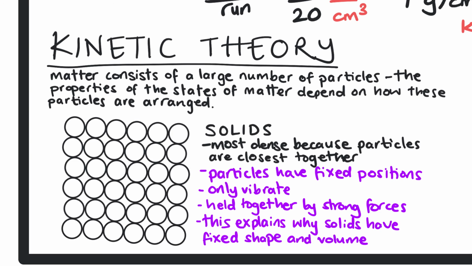Not only are these particles very close together, but they have fixed positions. They're not able to move past each other. They stay where they're at. The only thing they're able to do is vibrate. So quite often in these diagrams, you'll see little wiggle lines beside them just to show that there is a little bit of vibration there. They're kept in these fixed positions by strong forces, and this explains why solids have a fixed shape and a fixed volume.